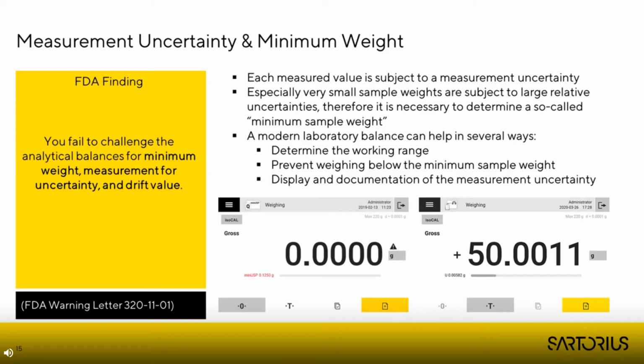A modern instrument can support you in this by providing workflow support for the determination of the working range, prevent weighing below the minimum sample weight, and also display and document the measurement uncertainty of each measured value. And all this helps you to get very trustable results for your experiment.